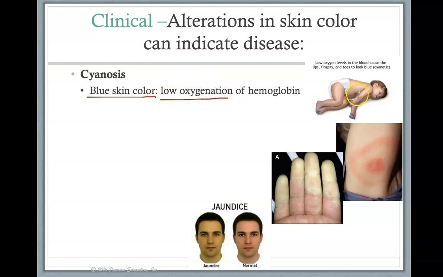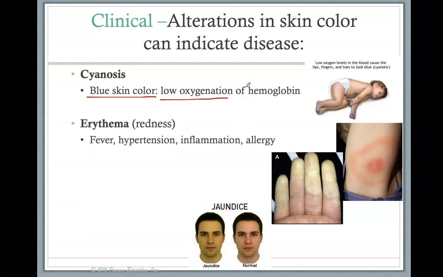So for example, a baby that might have been choking and is no longer breathing and able to oxygenate their tissues, you'll see cyanosis there. And that's obviously an emergency. That's a child whose tissues don't have enough oxygen, including their brain tissue.